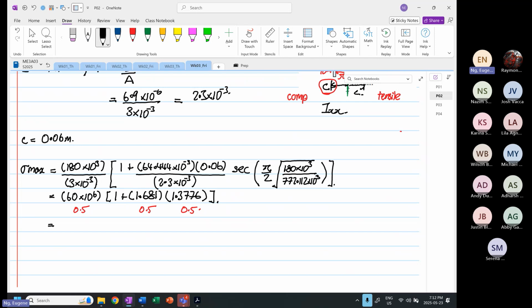And then we have our final answer, which is equal to 1.681 times 1.3776 plus 1, times 60 times 10 to the power 6, is equal to 198.945. Okay, so 198.945 times 10 to the power 6 Pascal. Now in the marking scheme, what will happen is if you do this, you get 0.5, 0.5, 0.5. Okay, so you get 1.5 marks. If you don't have, let's say, this, you did not do this, you just give me the final answer, then you get 1.5.